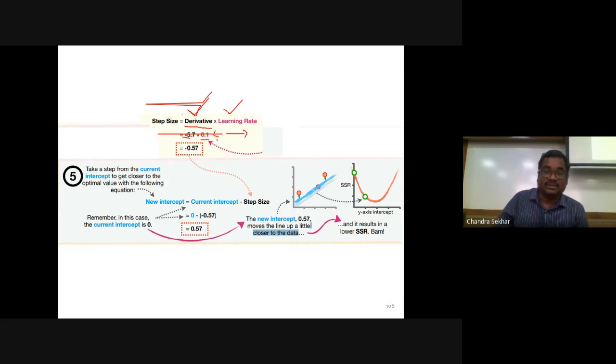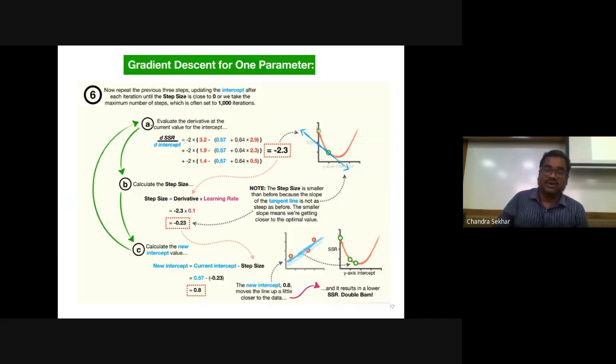Why? Because minus is already present. So this minus is this minus, and minus into minus becomes plus. So if it is minus, plus, it is the positive direction. I need to add 0 plus something. Here if I get a positive value, since minus is already there, 0 minus something, I need to move towards the left direction. So which direction and how much will be given by the step size. That is for one value.